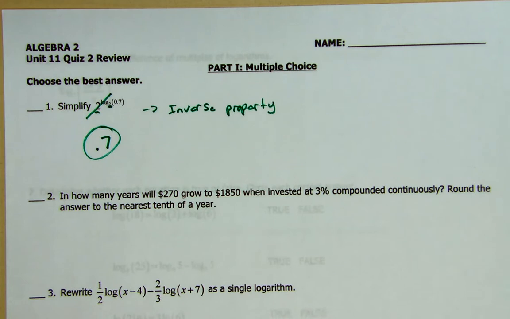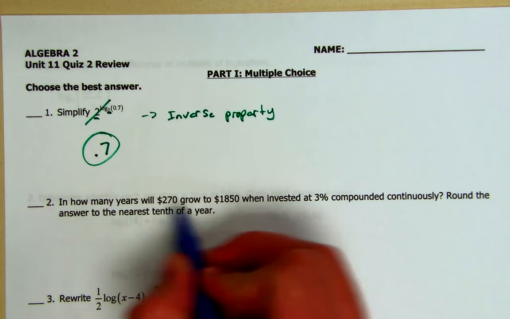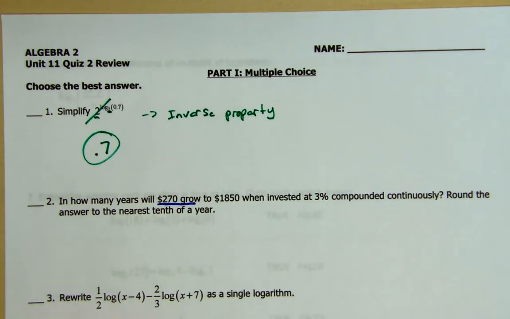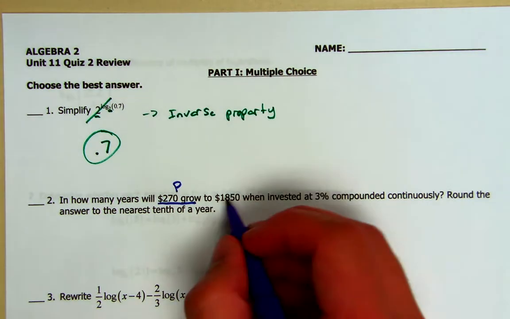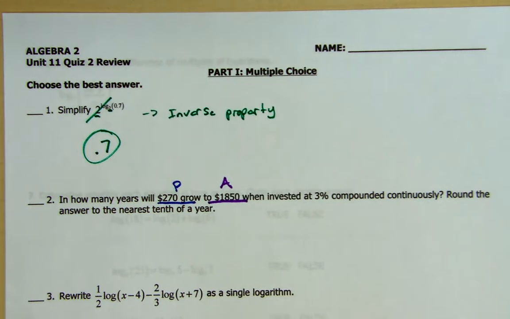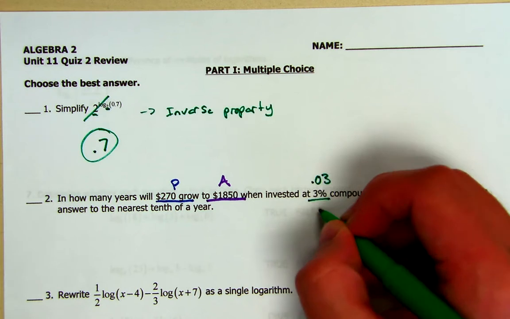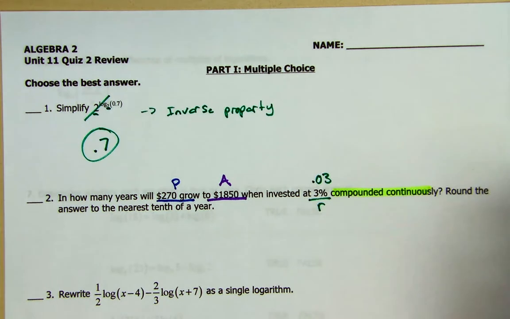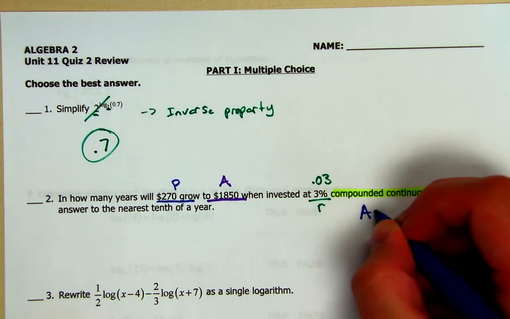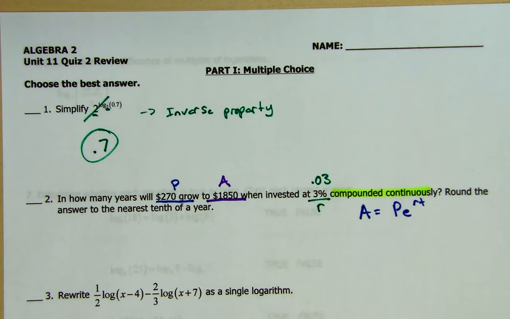Alright, number 2. We should realize we need one of our formulas, so let's figure out which one we need. How many years will 270 grow to, so this is my initial, that's the P value, grow to, that's my final amount, that's A, invested at 3%, well remember that needs to be 0.03, that's your rate, and here, this is the big thing, compounded continuously. Well that right away tells us what formula we need. We need A equals P E R T. Now all we have to do is fill in the formula and solve.